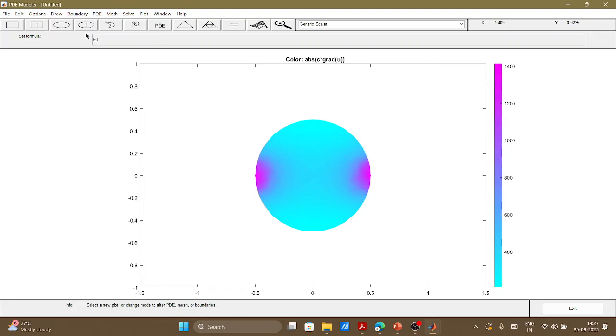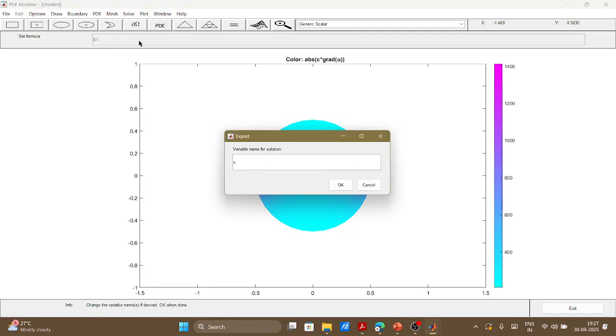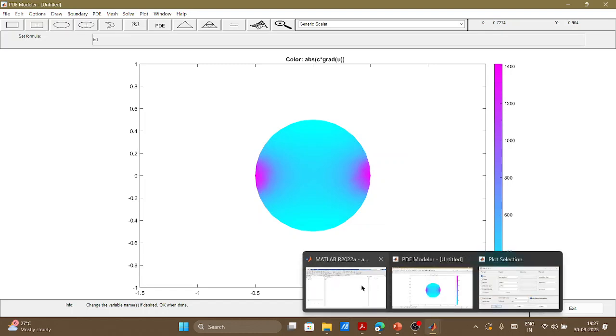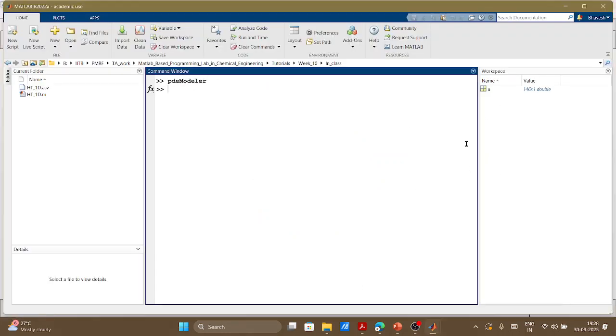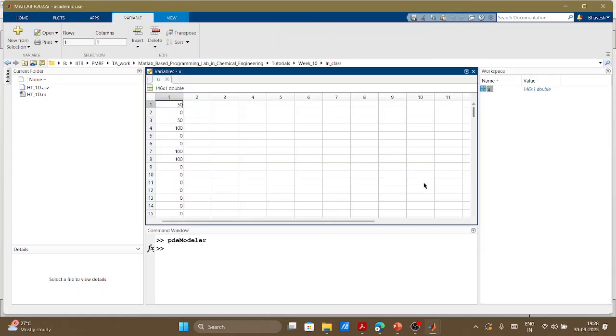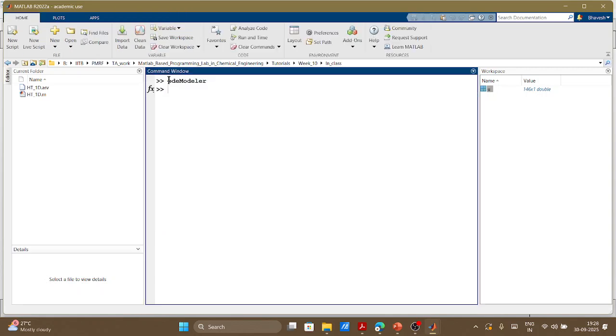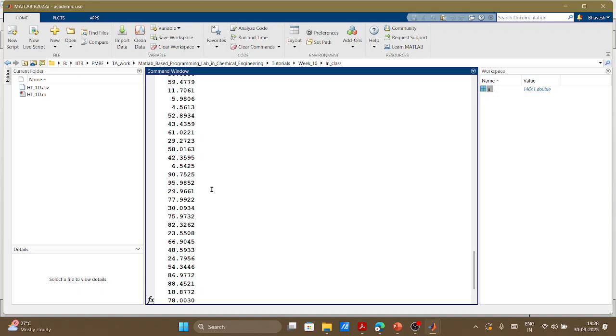Now if I want to know the value of these data points, I can export the solution. Okay, export the variable u. If you press OK and go into your Matlab window, in the workspace you will find the variable u, right? Now the change in u is given from 100 to 0, but how to understand this is difficult, right? If I just type u, it's a vector, but how to understand this vector?